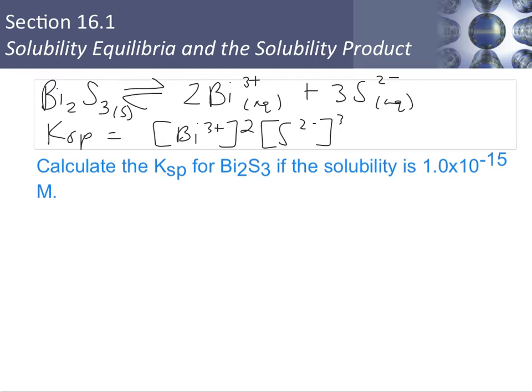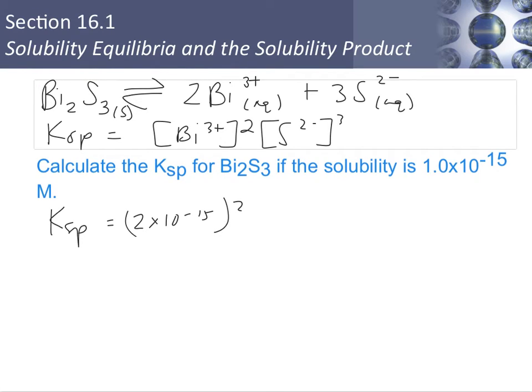Now let's calculate the KSP given the solubility. So I have the equation for our bismuth sulfide here and our equilibrium expression. Notice that the concentration of the bismuth ion is squared and the sulfide ion is cubed. Based on stoichiometry, the concentration of the bismuth ion is 2 times 1 times 10 to the negative 15th. So 2 times 10 to the negative 15th, and that quantity is squared.